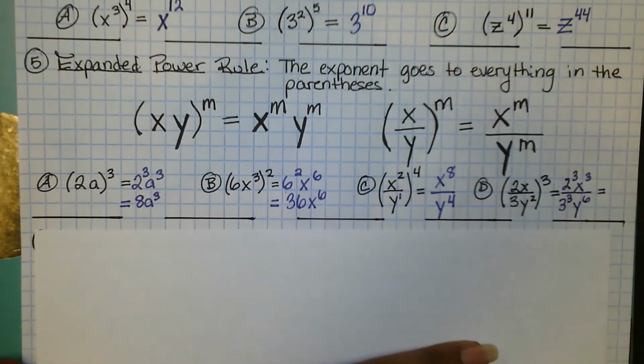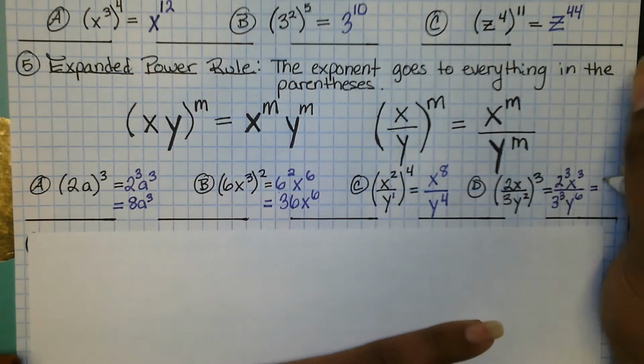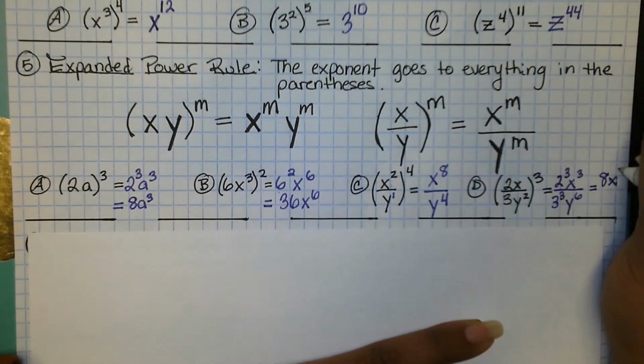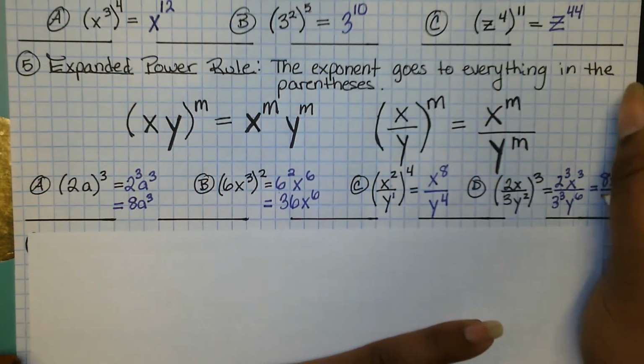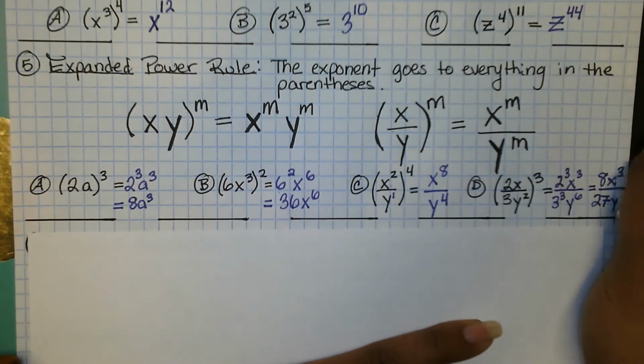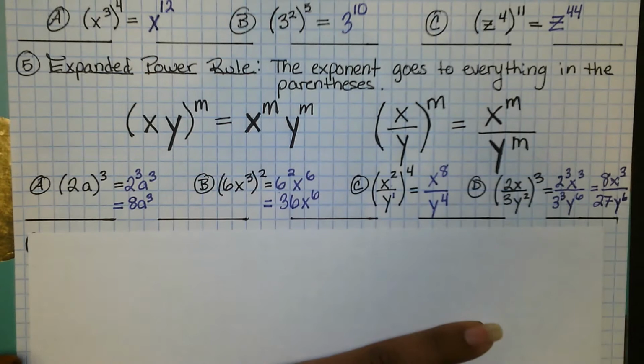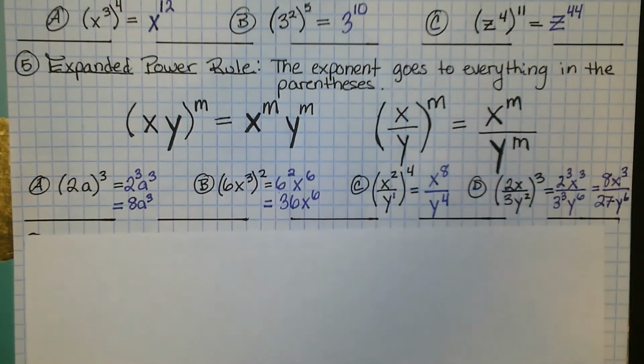And then we just take that extra step to evaluate our numbers, the ones that have numbers for the base. So 2 cubed is 8, x cubed. 3 cubed is 27, y to the 6. Now we would go ahead and see if we can simplify this fraction, but 8 over 27 is going to stay. So that is expanded power rule. Basically, give your exponent to everything in the parentheses.